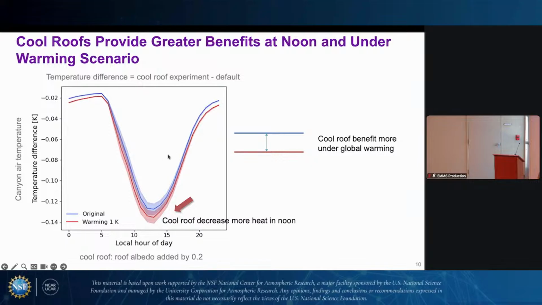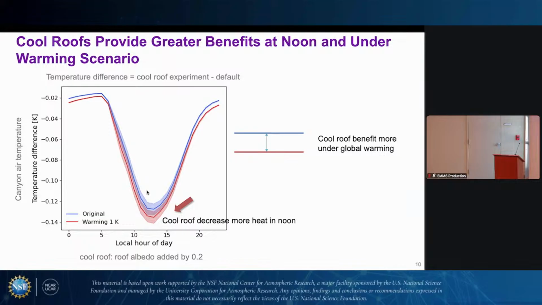And this plot shows how the cool roof will affect the local urban climate, provided by the PyCLMU app. The y-axis is the canyon air temperature difference: the cool roof experiment results minus the default experiment. In the cool roof experiment, we increase the roof albedo by 0.2. And then we do these experiments with different scenarios.